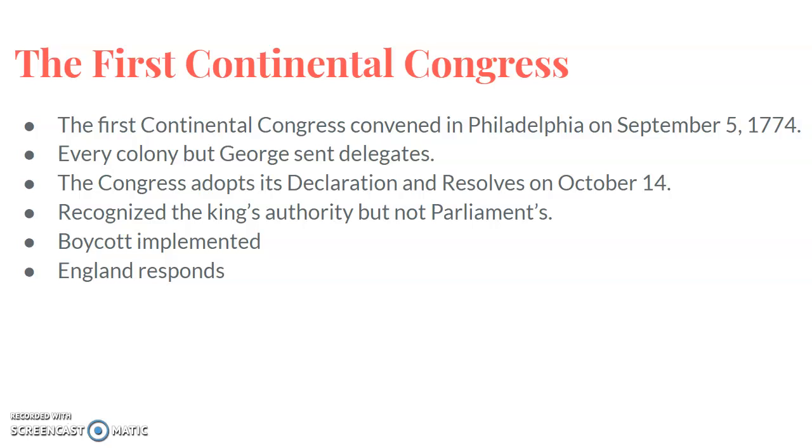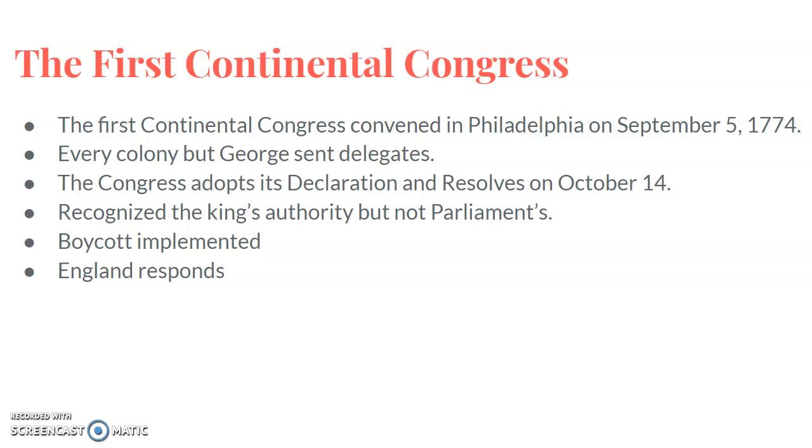So the resolves ultimately recognize that the king has authority over the colonies, but Parliament does not, and so Parliament does not have the right to tax. But of course, England would respond by saying that King George supports what Parliament is doing, and would not see a distinction between the king and Parliament, but the colonists did.